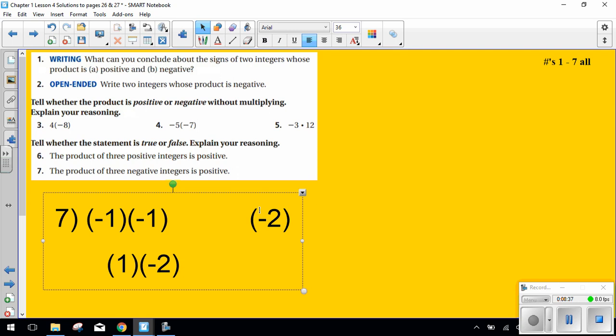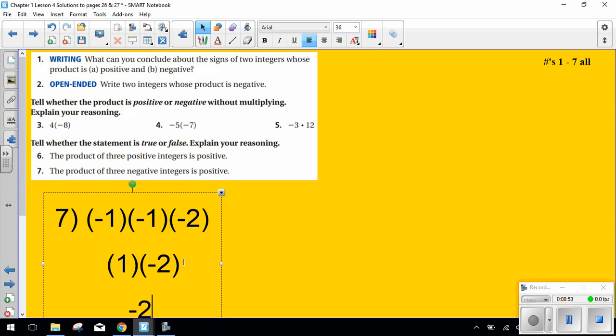Okay, so I'm just going to bring this guy back. Now, what is a positive? You notice I'm only looking at 2 numbers at a time. What is this positive 1 times this -2? And the solution is -2.